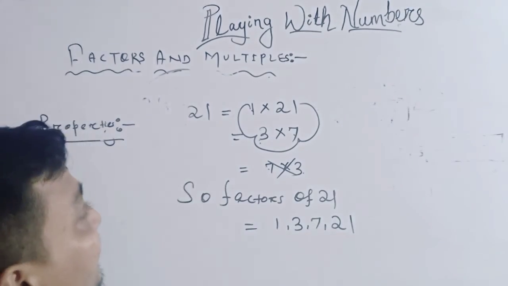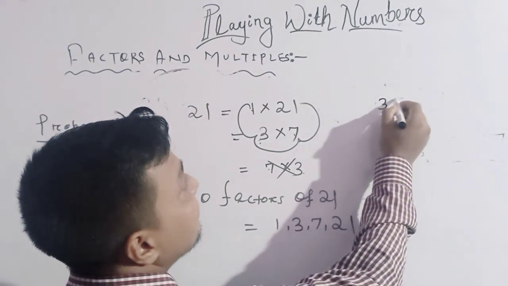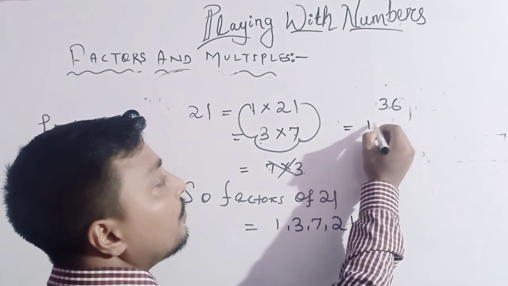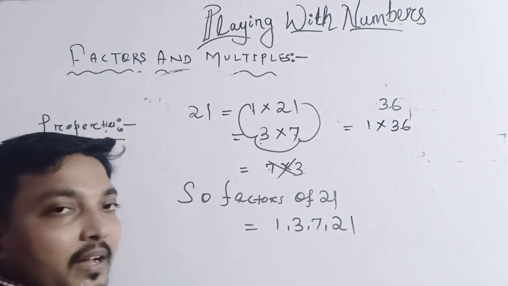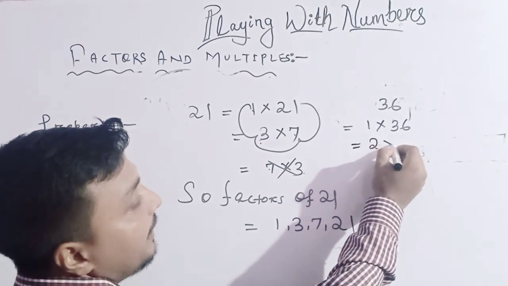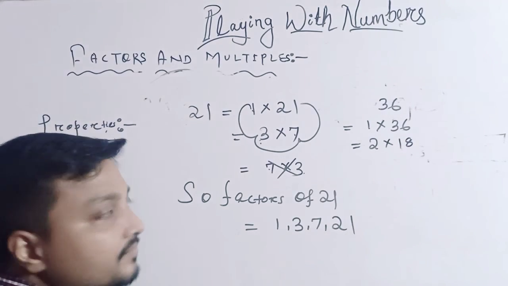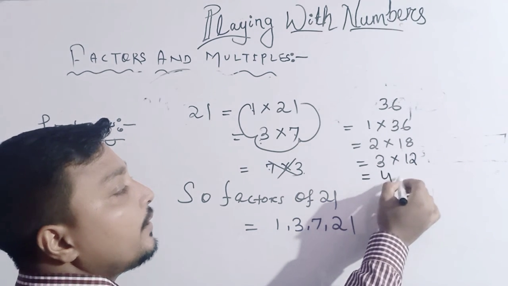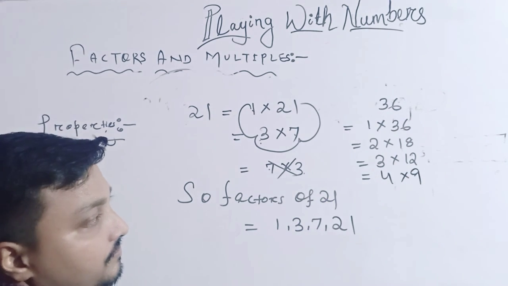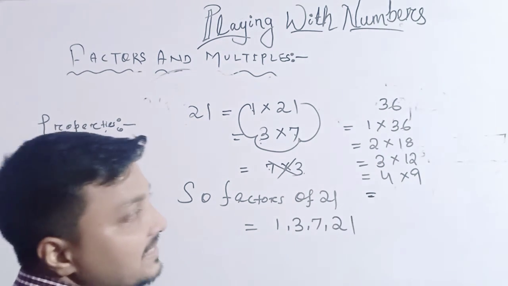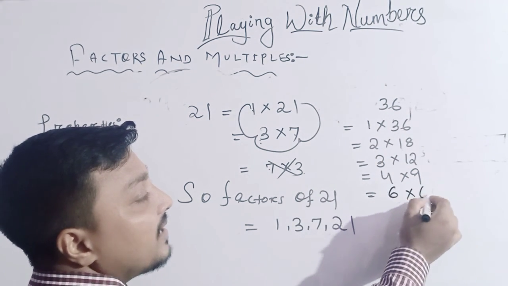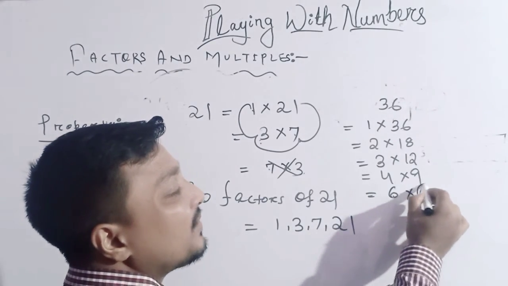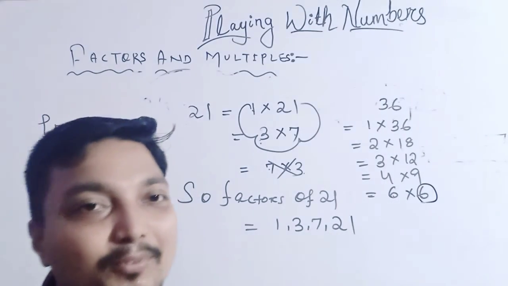Another question: suppose the number is 36. 1 into 36 is 36. 2 into 18 is equal to 36. 3 into 12 is equal to 36. 4 into 9 is equal to 36. 5 into nothing. 6 into 6 is equal to 36. Here we have to stop, because in this step 6 is repeated.